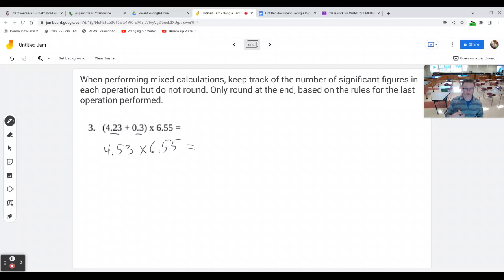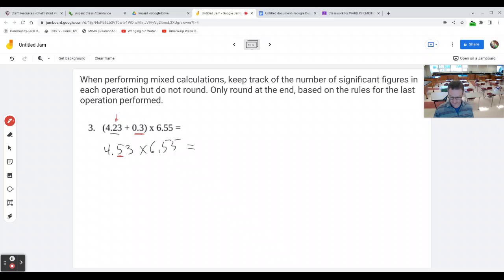Here's what this means when it says track your significant figures throughout. Because this was adding, I have to look at the decimal places. The last common decimal place between these two numbers is the tenths. So I'm going to put a little line here to remind me that that answer would have been rounded to 4.5 if that was the end of the problem. Now I'm going to look at multiplying these two numbers together.